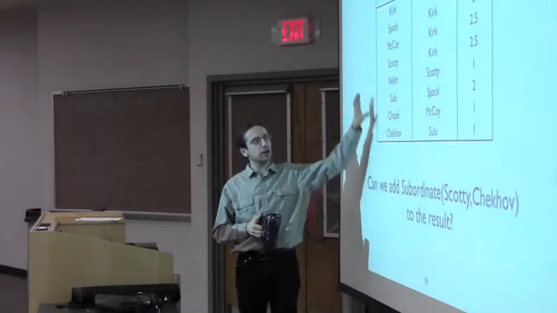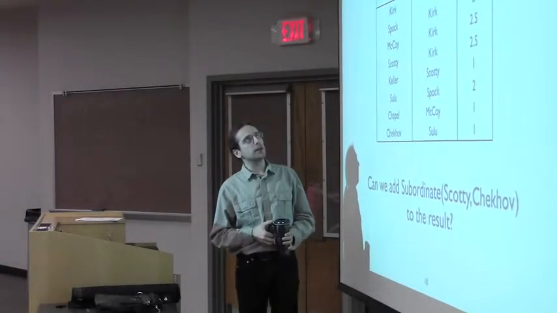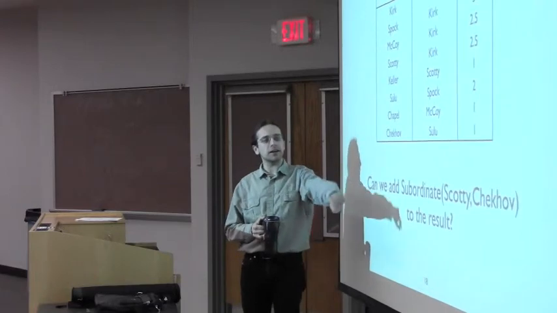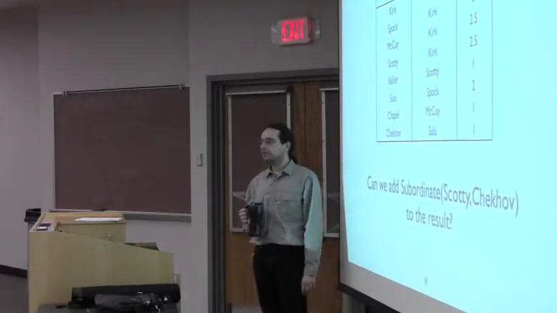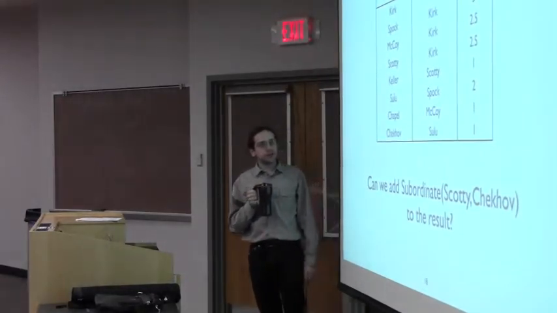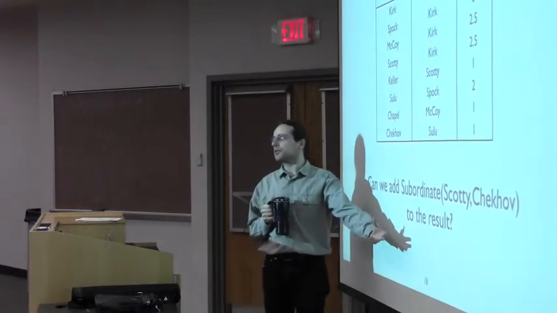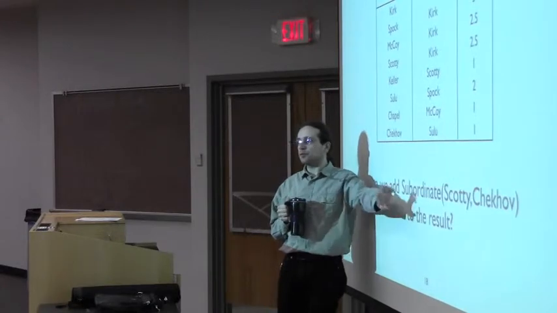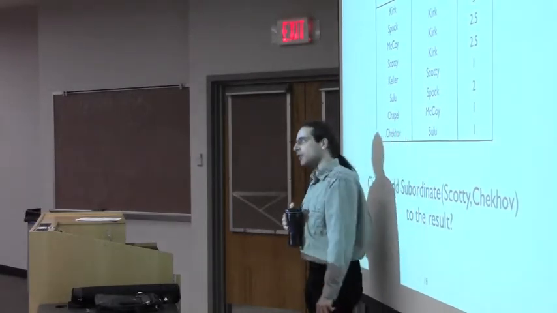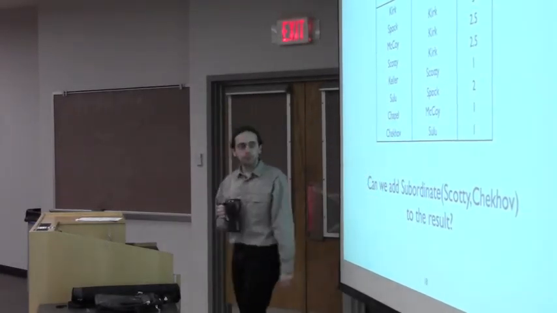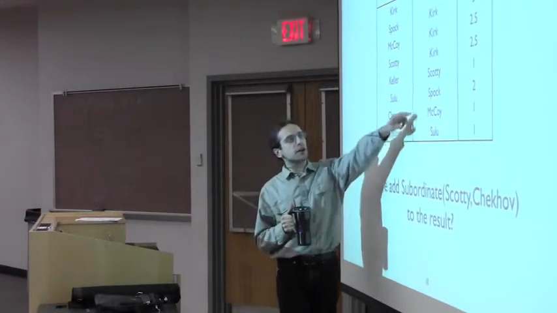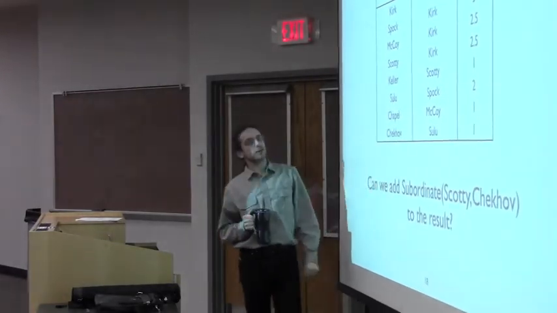If we had our program where we compute all of the subordinates of a given officer, what would happen if we added Scotty Chekhov to the result set? Is there any rule that says Scotty Chekhov can't be in the result? If we had a model that included the tuple Scotty Chekhov in the subordinate table, that wouldn't actually be excluded, even though Scotty has no actual direct connection to Chekhov.